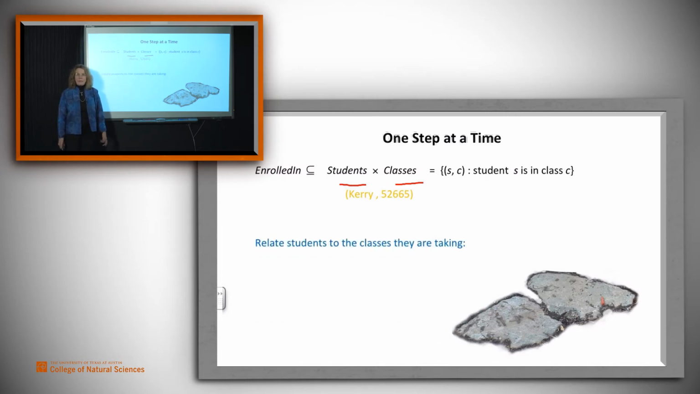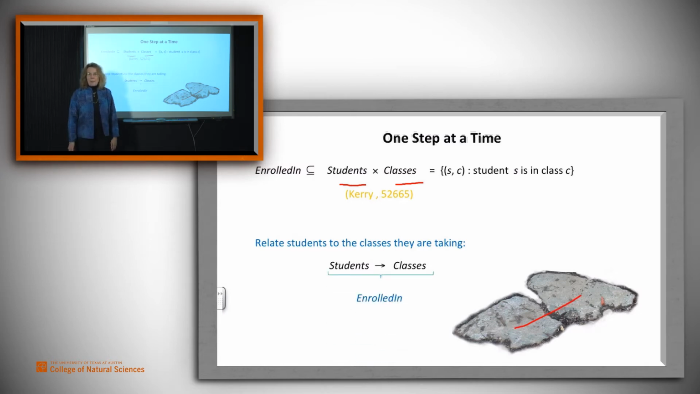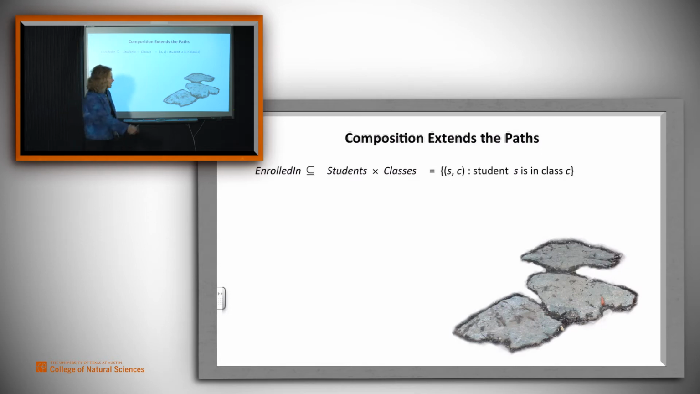Using that, then, we can map from students to classes. We can take exactly one step along our path using this enrolled in relation that we've got. But now suppose we want to take 2 steps, one more. How can we do that?